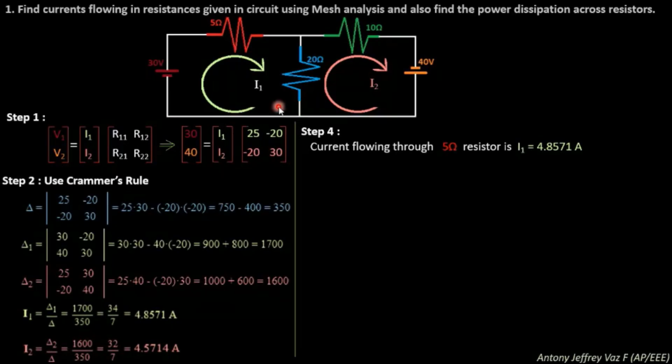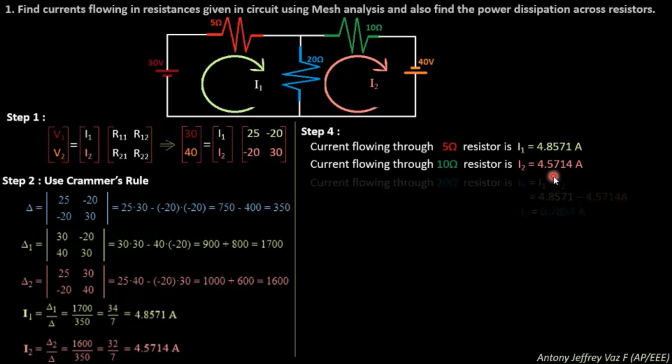Next we are going to see the current flowing through the 5 ohm resistor is I1, which is nothing but 4.8571, and the current flowing through the 10 ohm resistor is I2, which is 4.5714 amperes, and the current flowing through the 20 ohm resistor is I3, which is I1 minus I2. Subtract these two values, you will get 0.2857 amperes. Now you have completed the question.